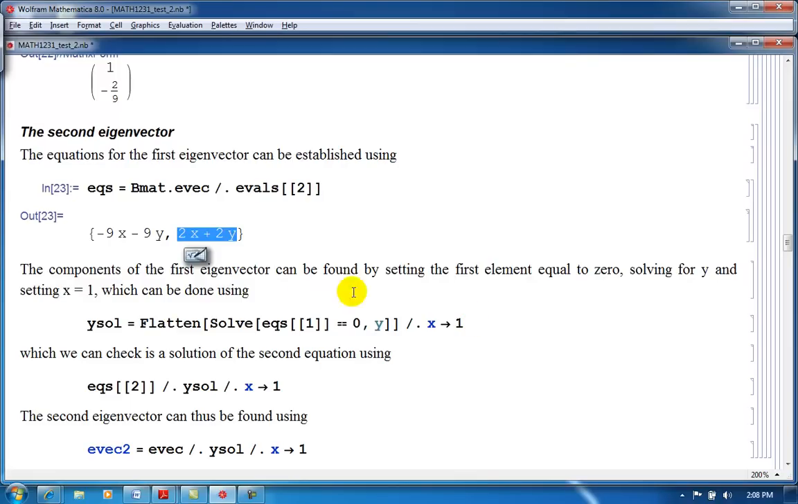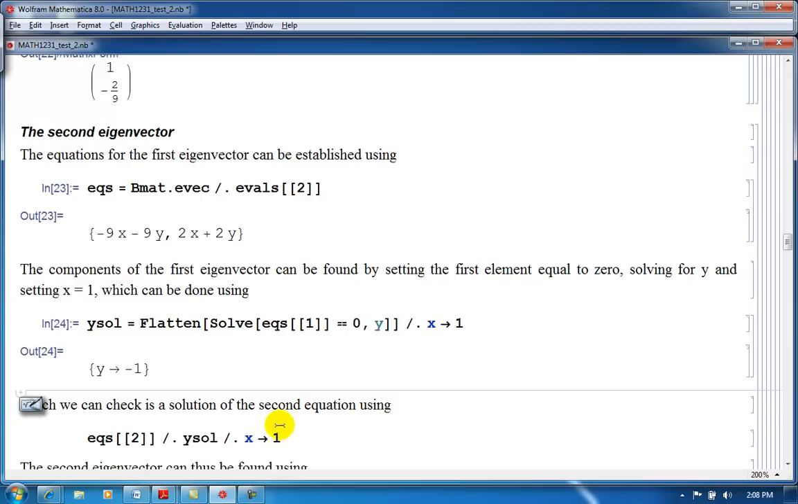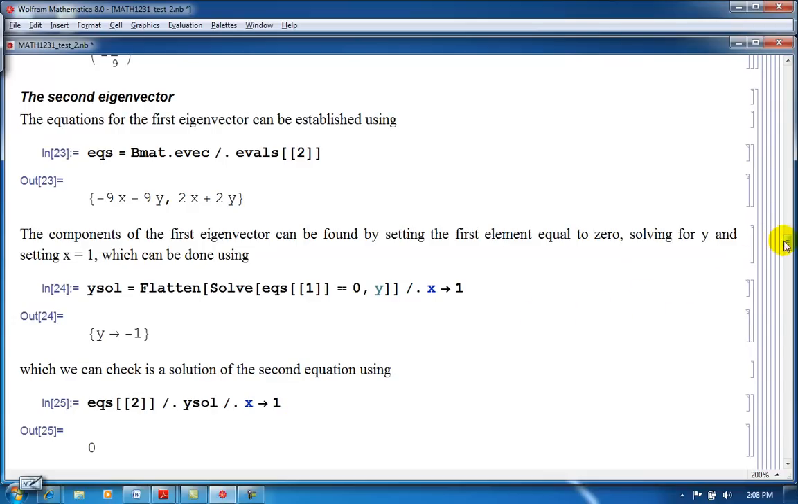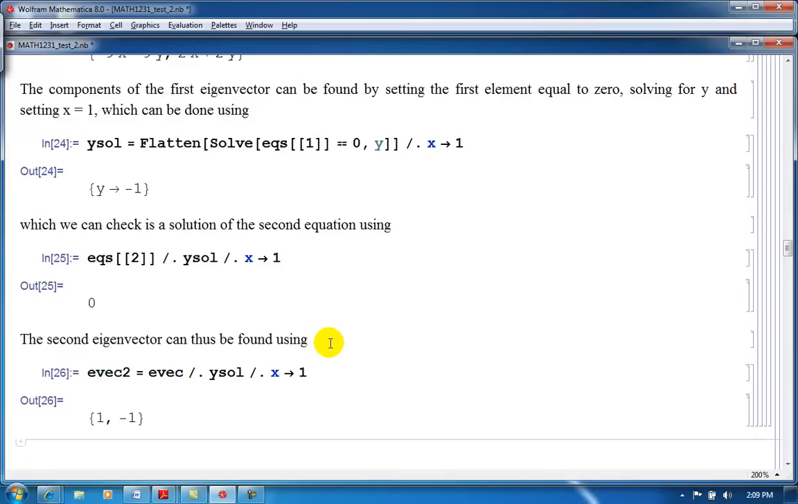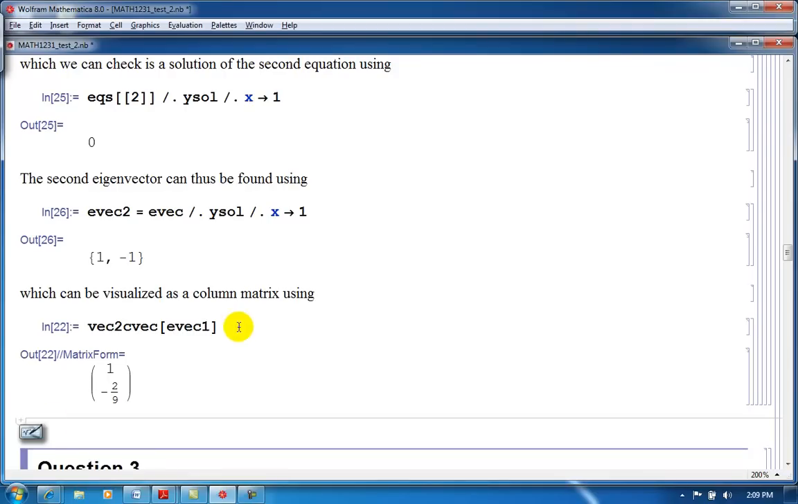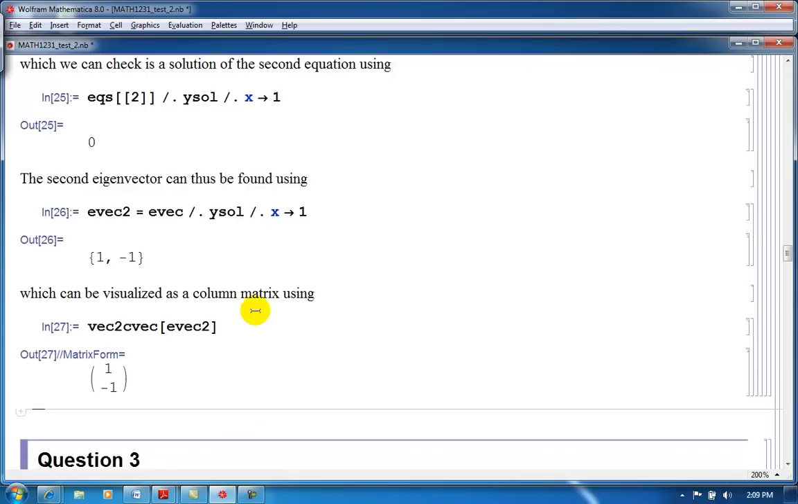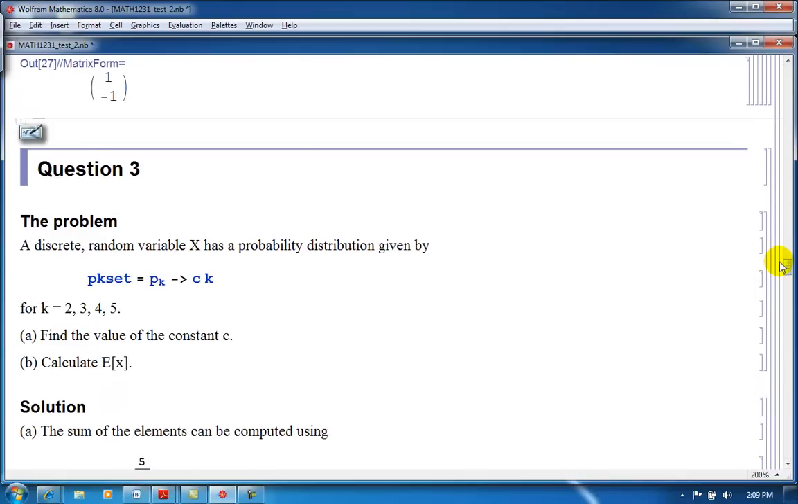So we set the first equation equal to 0 and solve it for y and set x equals 1. And we better check that that's a solution to the second equation, and indeed it is. So the second eigenvector can be found using that, and we'd like to visualize it. So we copy that down and customize it a little bit, and that's the second eigenvector. So we've found that, and now we go on to the third problem.